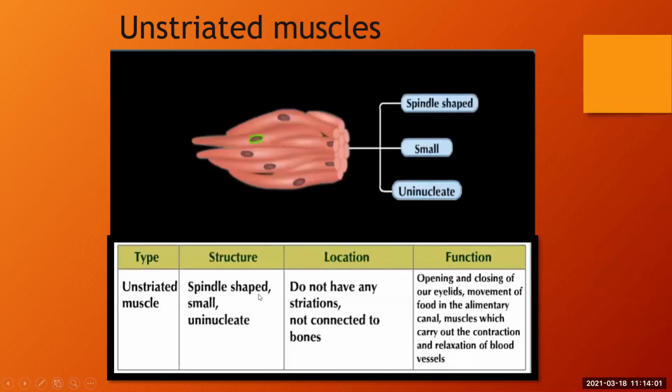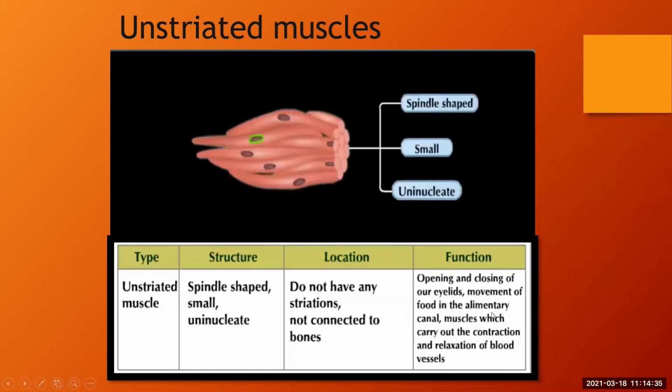The structure of unstriated muscle is spindle shape. We can see here it is a spindle shape, tapering at the ends and small uninucleate. There is only one nucleus present, and they do not have any striation. You cannot find any light or dark band. Throughout the color is the same and they are not connected to bones. Striated muscles are connected to bones, so they are known as skeletal muscles, but these unstriated muscles are not connected to bones.